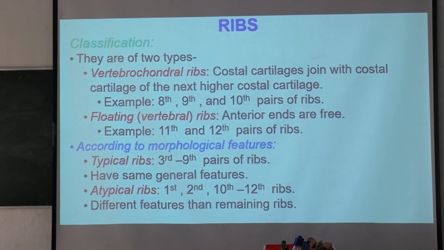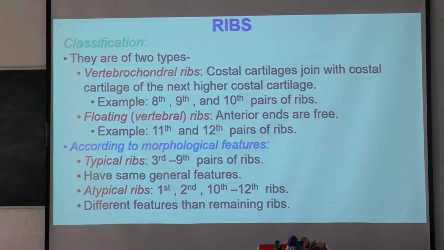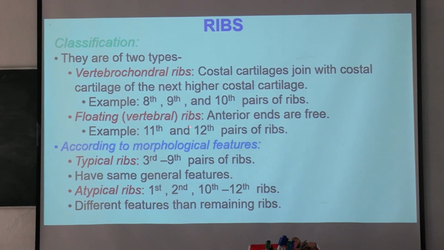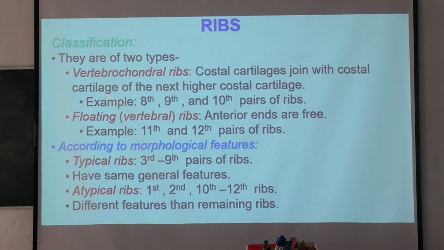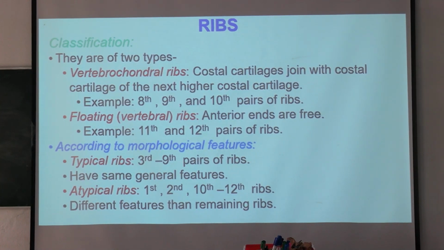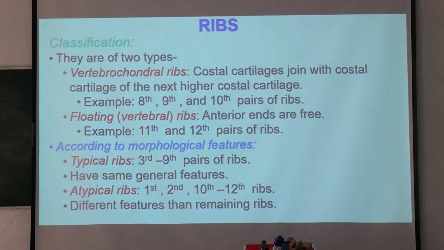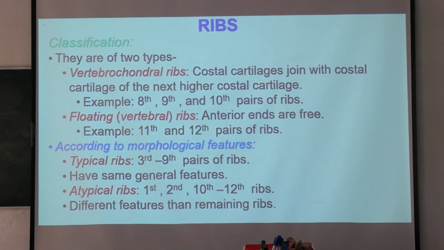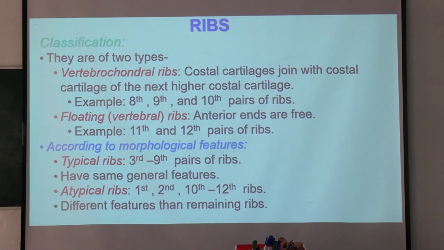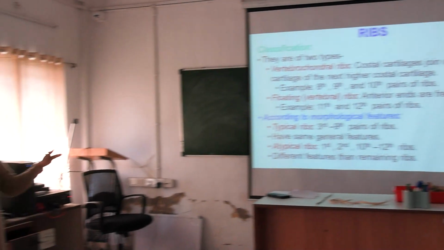These false ribs are again of two types, vertebrochondral ribs and floating or only vertebral ribs. This classification is very important. It is important for your viva. In bone stable axial skeleton, there will be vertebra and ribs and cranial bones. So for bone stable viva, this classification of ribs is very important.